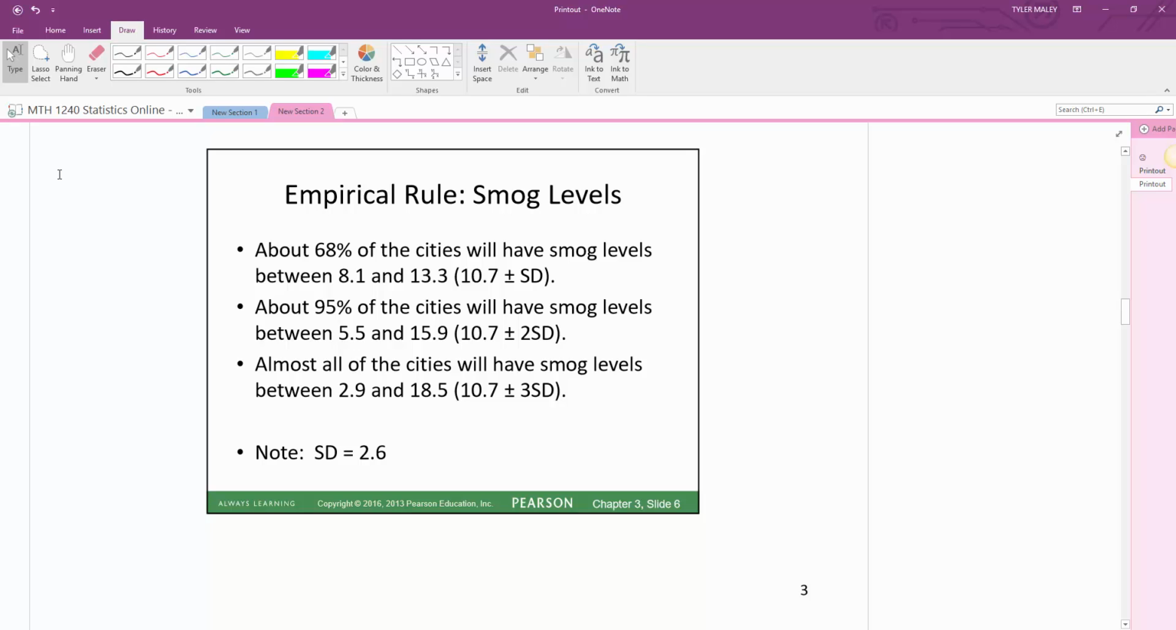So continuing on with this example, we're told that about 68% of the cities will have smog levels between 8.1 and 13.3. So this is 10.7 plus or minus my standard deviation. About 95% of the cities will have smog levels between 5.5 and 15.9, which is 10.7 plus or minus 2 standard deviations away. And then almost all the cities will have smog levels between 2.9 and 18.5, which is taking the mean 10.7, adding and subtracting 3 standard deviations away. Remember, my standard deviation is 2.6 here.